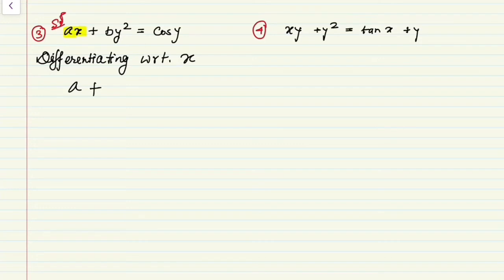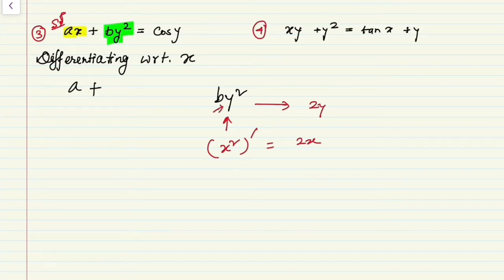plus the derivative of by squared. If you differentiate by squared, then what will happen? You have to assume this y squared as x squared, and the derivative of x squared is 2x, isn't it? So instead of x there is y, so the derivative of y squared will be 2y, and as we are differentiating with respect to x, there will be one more term, that is dy/dx, and b is constant, so here it will be b. So we will get 2by dy/dx. Okay, hope you have understood this.